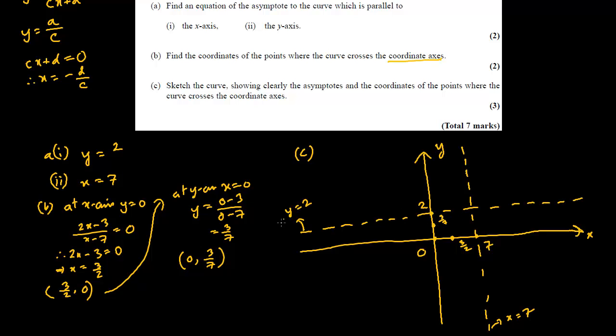3 by 7. So let's draw the boomerang shaped curve. It would go through here. It would be something like this. And exactly on the other side, the boomerang would be like this. So that's the asymptote sketching.